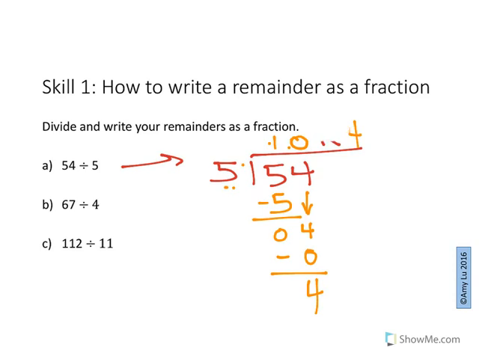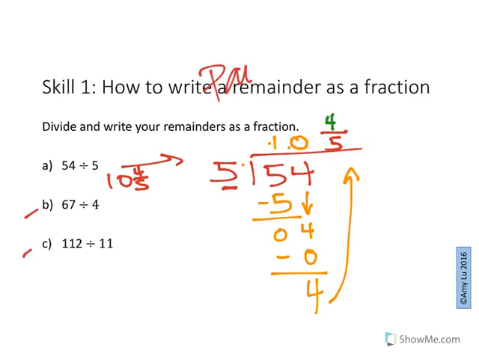Now, because we are no longer in primary, what we're going to do is transform that remainder into a fraction. So all you have to do is write down what you have as a remainder as a numerator, and then write down what you divided by as a denominator. So the answer of 54 divided by 5 is 10 and 4/5. 10 wholes and 4/5. So using this method or a similar method, solve B and C. Pause.